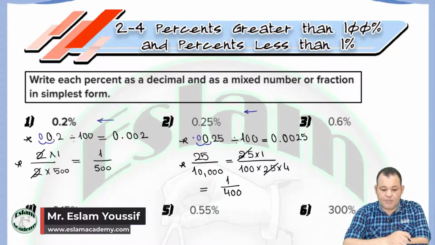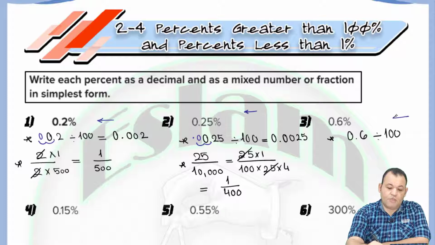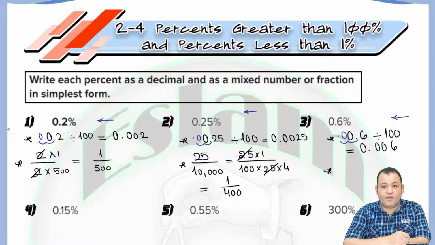Now for question number 3. In the same way, if we need to write it as a decimal, we just divide by 100. So it will be 0.6 divided by 100. Just divide by 100, moving the decimal point 2 places to the left. Put the decimal point and put 0. So it will be 0.006.